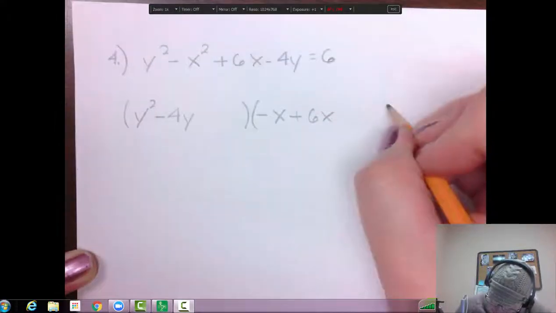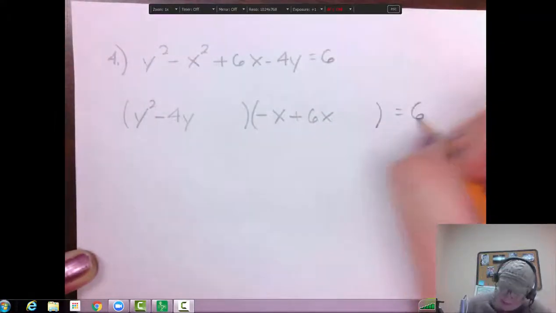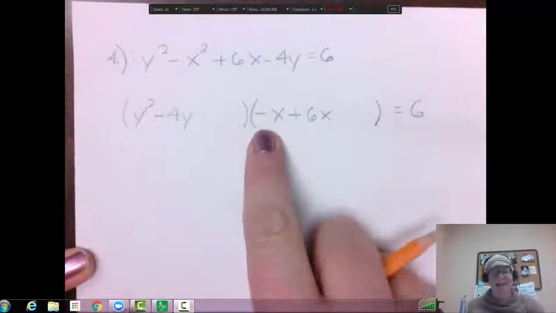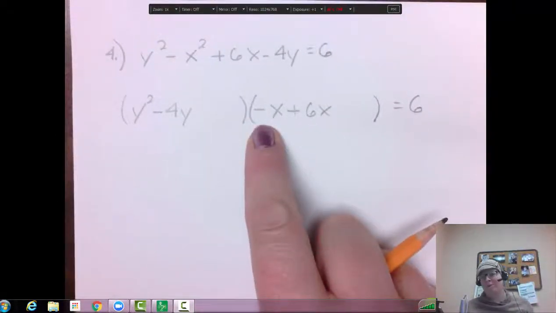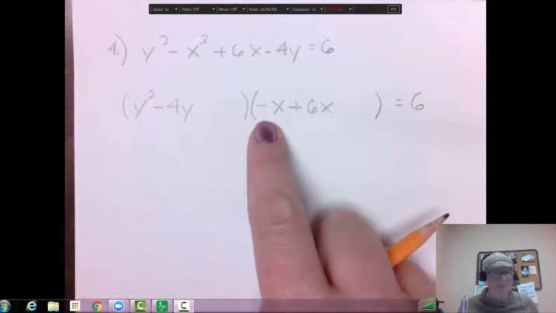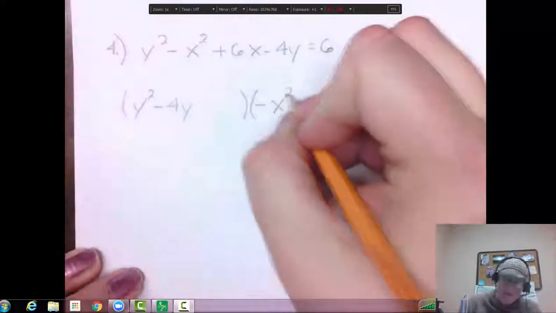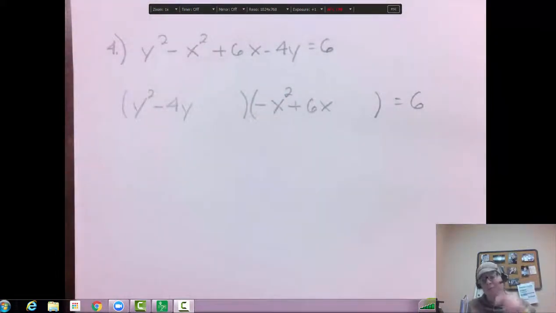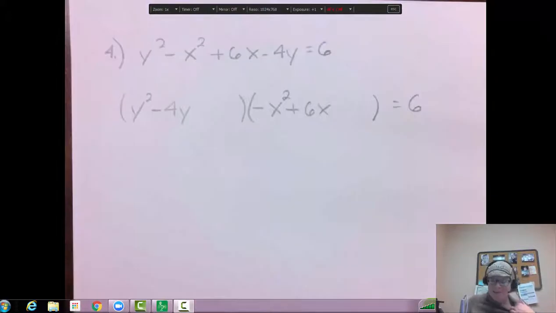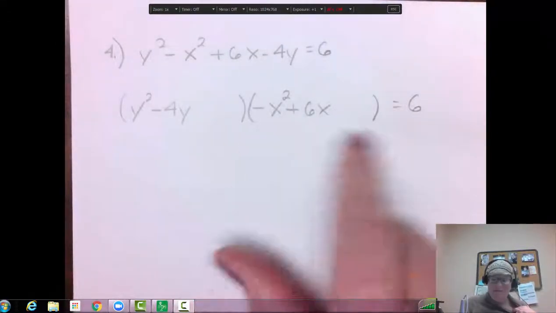That's a little tricky. Equals 6. So we never really like negative x. It just doesn't work well for completing the square. It makes everything backward and confusing. So what we do if we have a negative x squared, negative y squared, either one, is we take a negative out of this parenthesis.